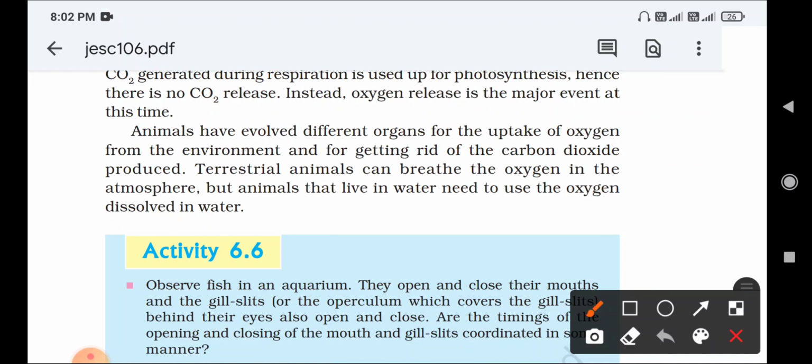Today we will be discussing class 10th, chapter number 6, Life Processes.